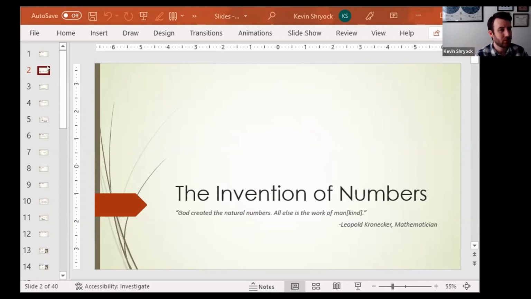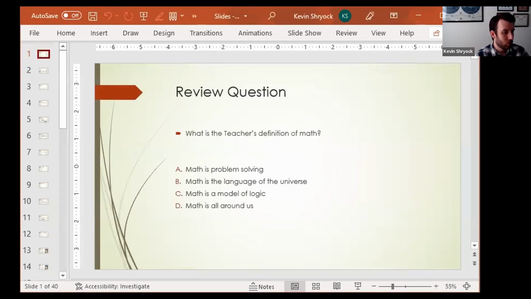So let's go ahead and get started. Let's do a little bit of a warm up here. This is just to see who all wrote down some things from last class. We got a poll that you should see on your end of the screen. Now, this is not to say what is the correct definition, but it is to ask what is my definition of math, the one that I will be promoting this semester. So let's see what we get.